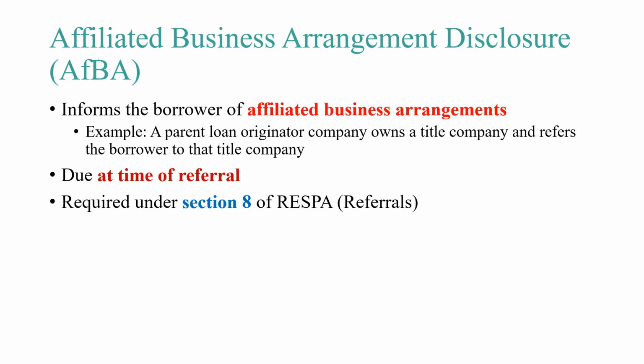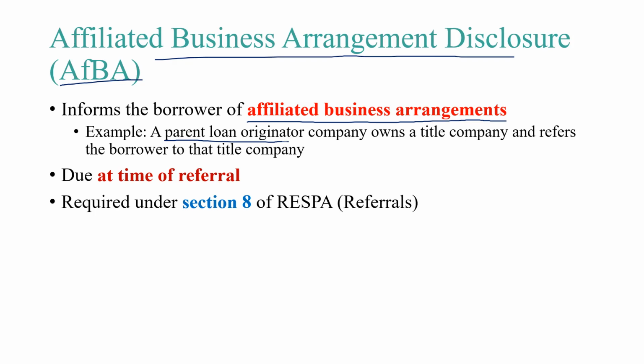RESPA also requires a disclosure known as the Affiliated Business Arrangement Disclosure, or AFBA. The Affiliated Business Arrangement Disclosure informs the borrower of affiliated business arrangements. So let's do an example. Suppose there is a parent loan originator company that owns a title company and refers the borrower to that title company.